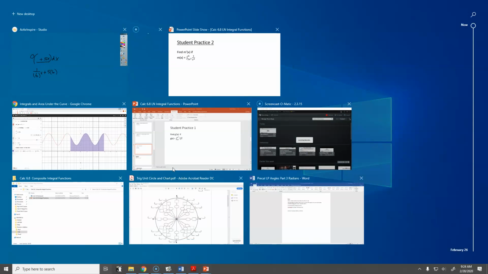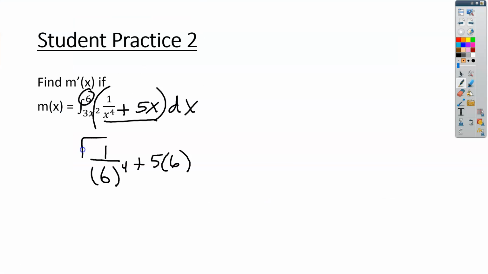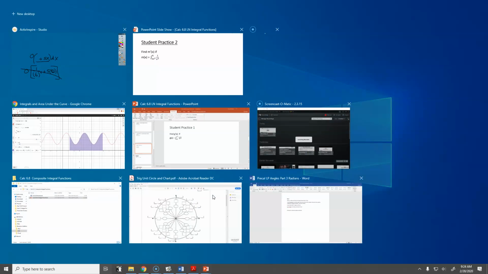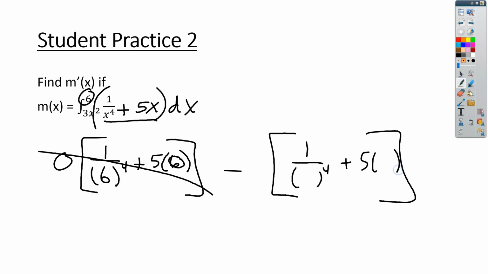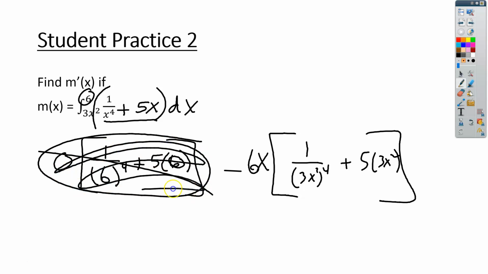Okay. Then you put that in brackets and multiply it by the derivative of that inside, which is just 0. So in this case, everything goes away. Then you have minus, and you do the same thing with the other limit. So it's going to be 1 over blank to the 4th plus 5 blank. This time I'm plugging in 3x squared, and don't forget to multiply it by the derivative of 3x squared, which is 6x. So this is gone. We can just ignore this. So that's what your answer should really be left as.